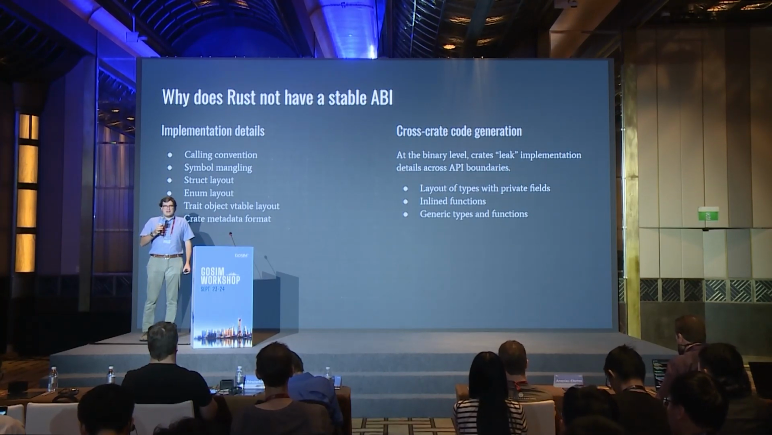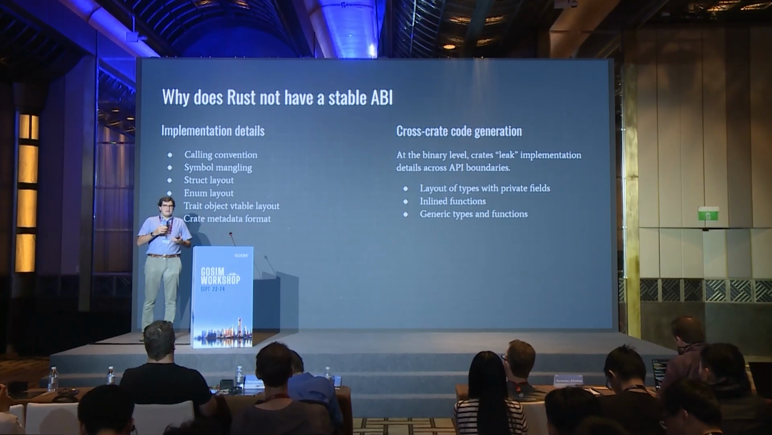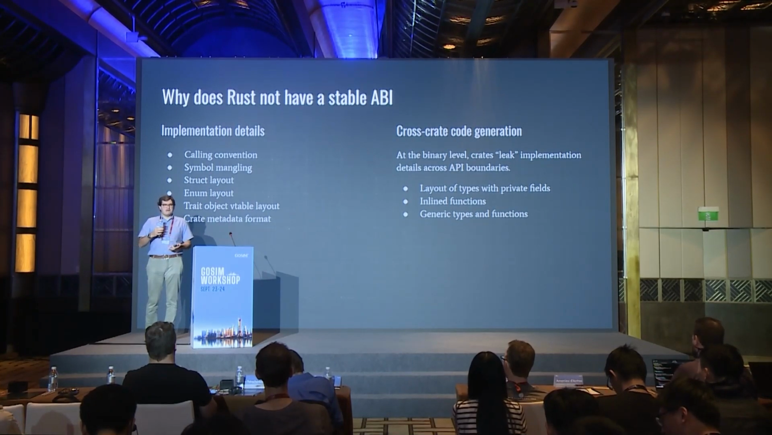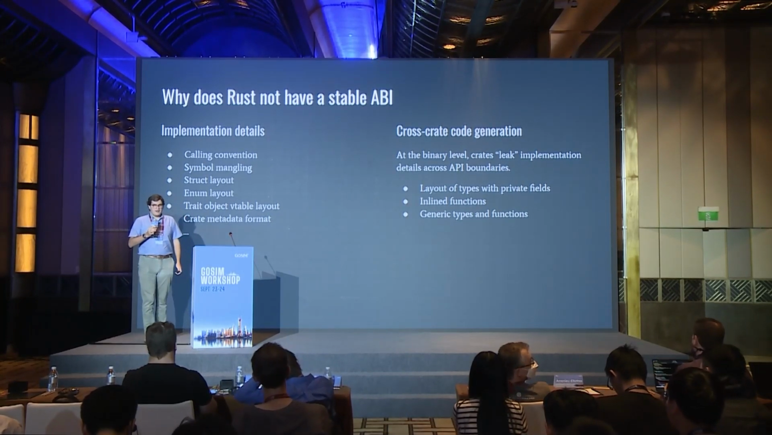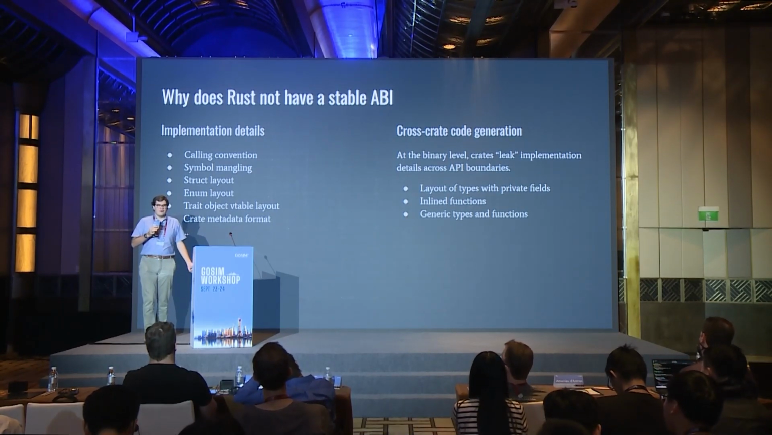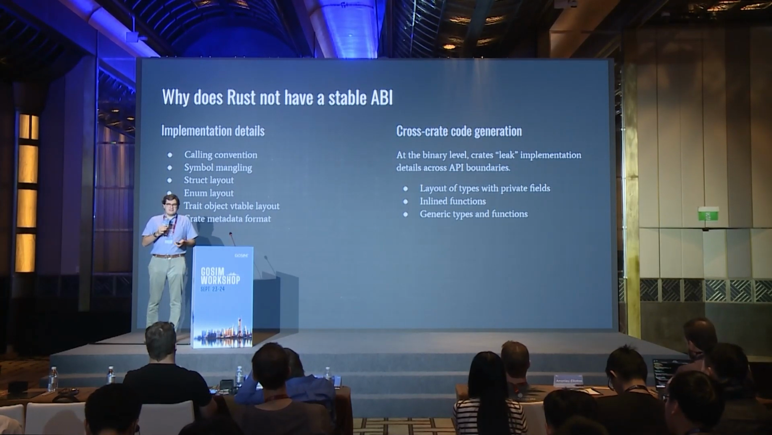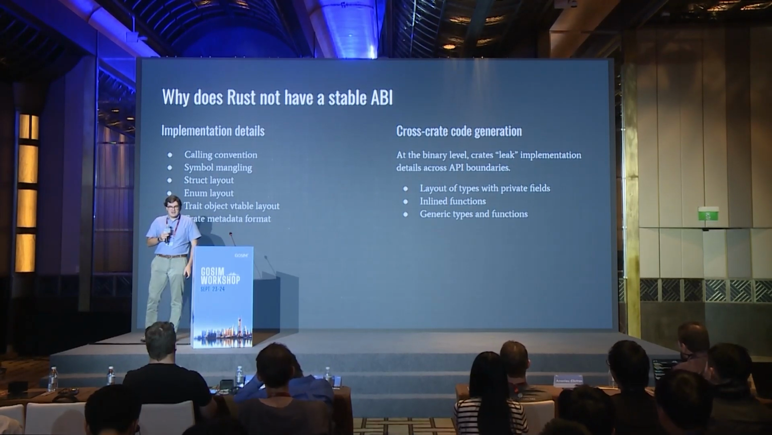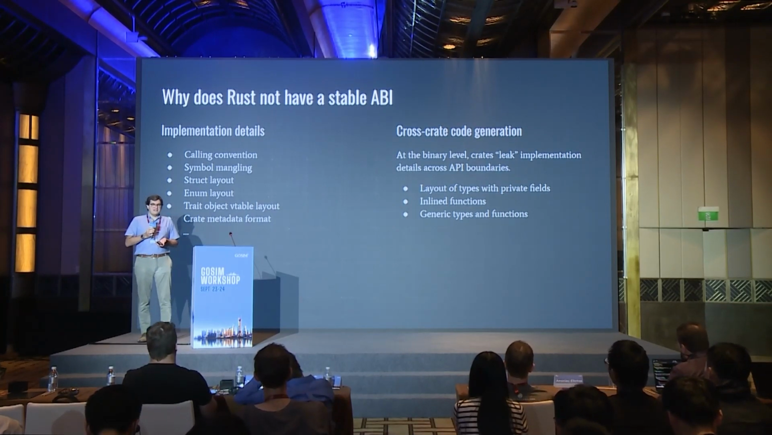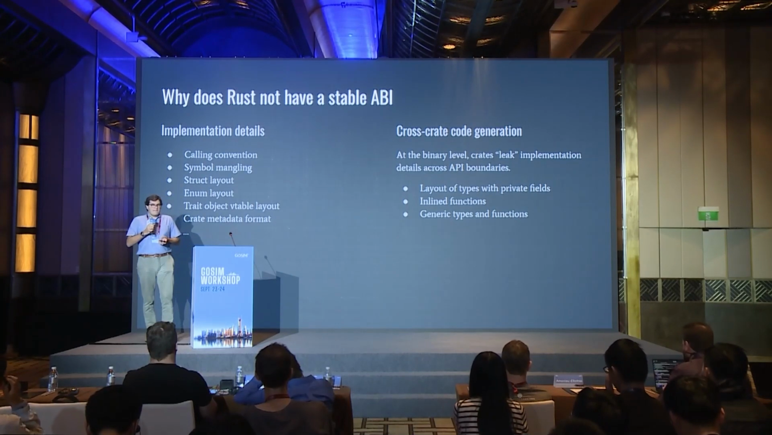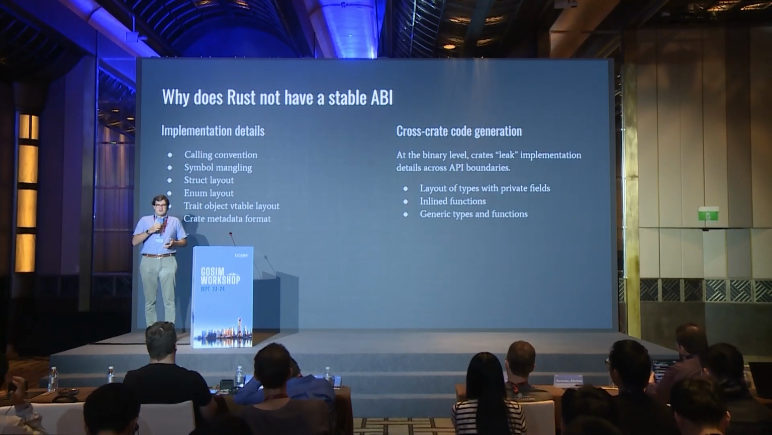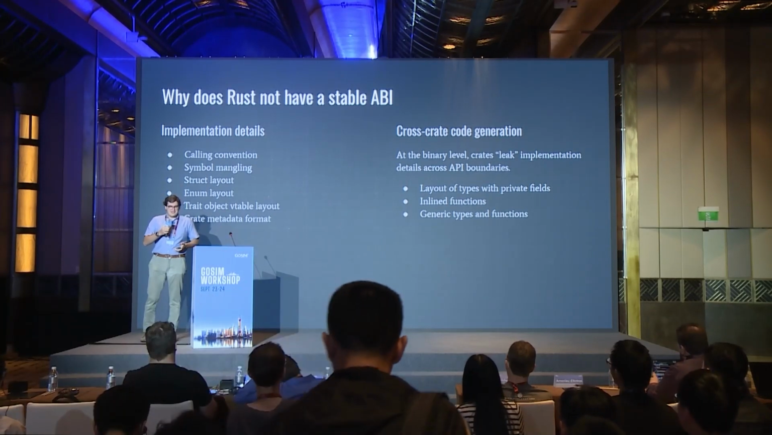The first category is what I call implementation details. The Rust compiler makes certain decisions during code generation that need to be consistent between all of the crates that are being used. For example, they all need to agree on what is the calling convention for a function, how the symbol for a function is mangled, the layout of structs, the layout of enums, the layout of trait object vtables, the format of the crate metadata, and a lot more that I haven't thought of, but will probably learn the hard way once I start looking at implementing this.